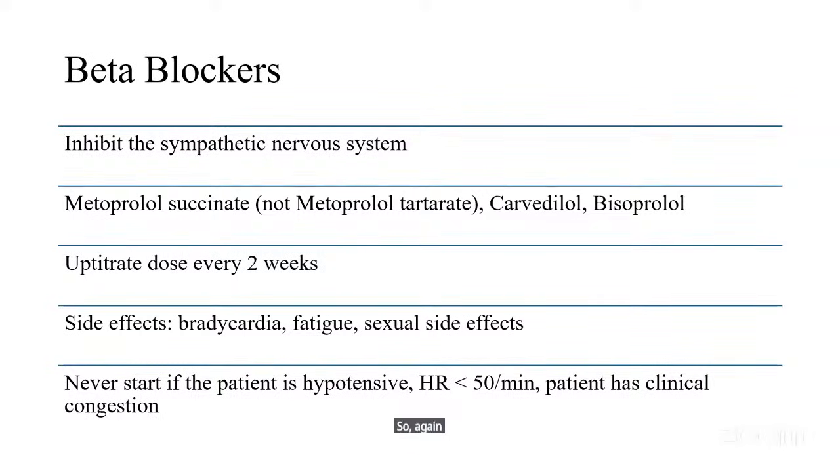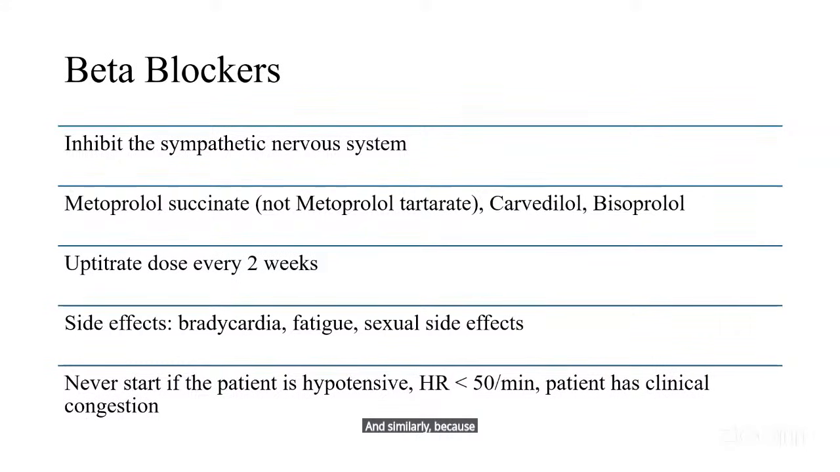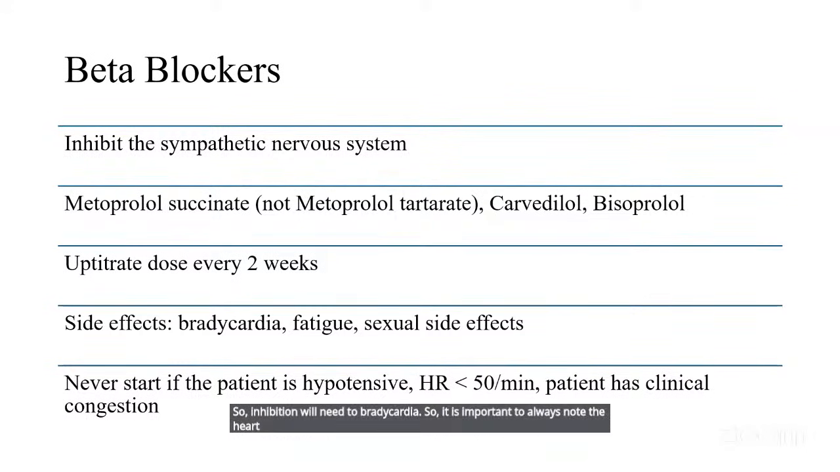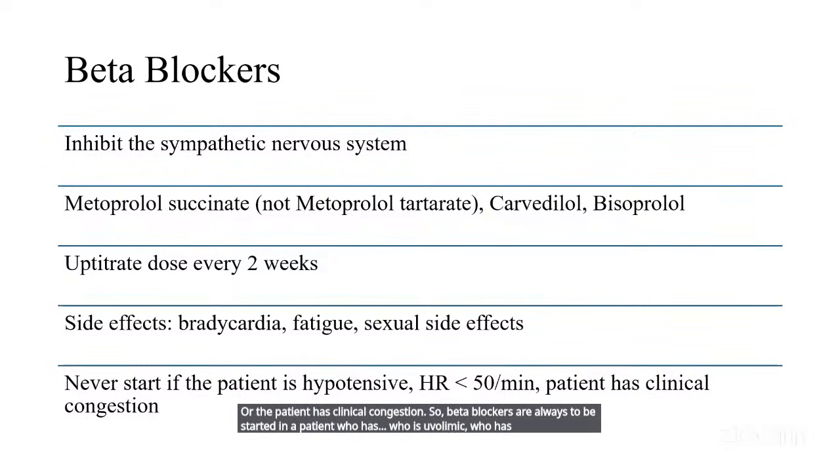So again, as in the previous category of drugs, we slowly up-titrate the dose every 2 weeks or so. And similarly, because we are inhibiting the sympathetic nervous system, this inhibition will lead to bradycardia. So it is important to always note the heart rate of these patients, the target heart rate being 50 to 60 beats per minute. And we should never start the drug if the patient is hypotensive, or if the heart rate is less than 50 per minute, or the patient has clinical congestion. So beta blockers are always to be started in a patient who is euvolemic, who has been adequately decongested, or otherwise we will end up harming the patient.